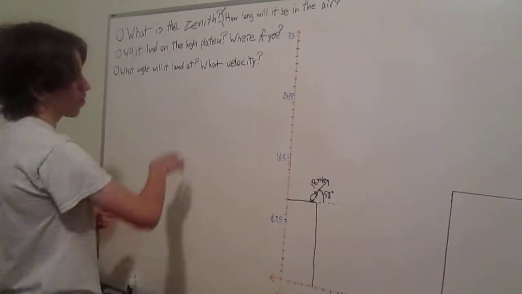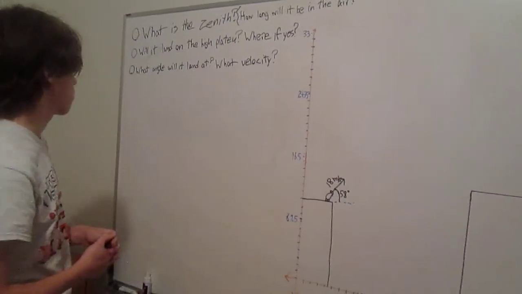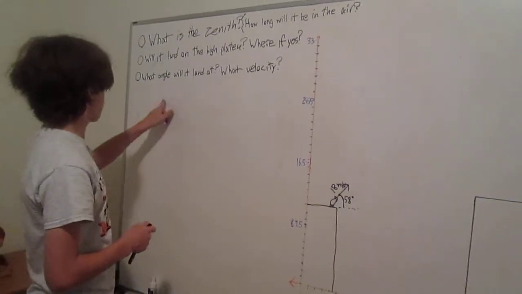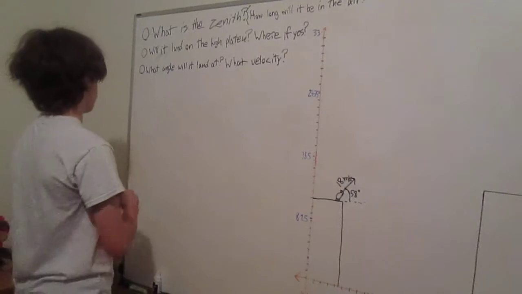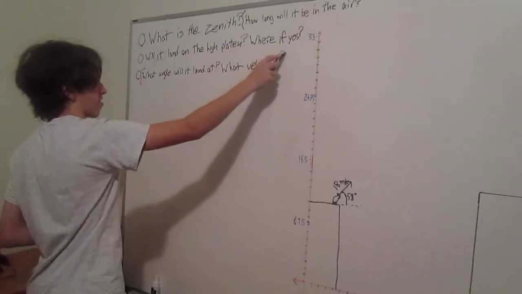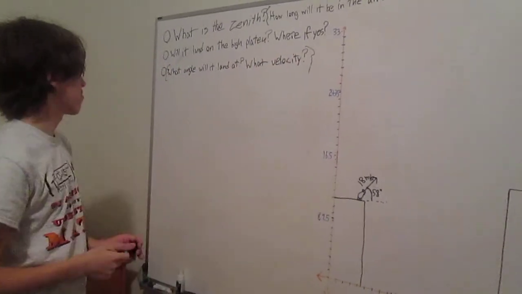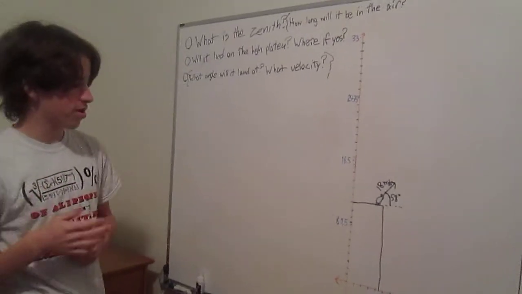Okay. We're going to express this all in coordinates. And what angle will it land at, and what velocity? Again, this is a final answer. That will be answered after the other ones. So for one, what is the zenith?